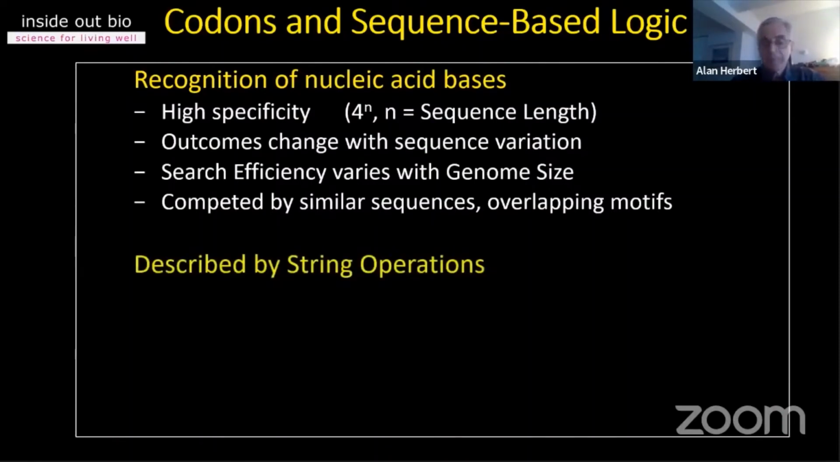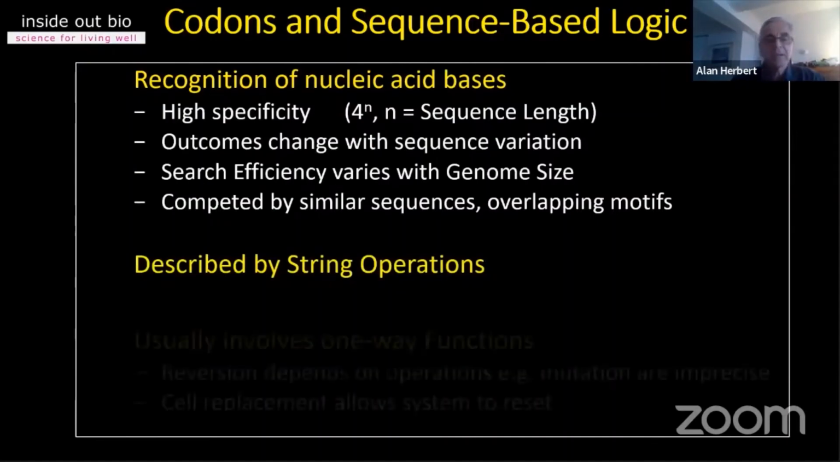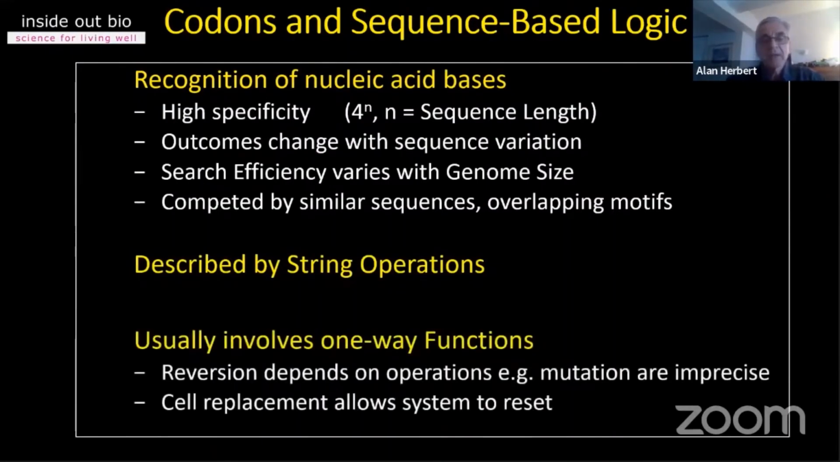In contrast, all these different operations that you can do with nucleotides are described by string operations. And in biology, most of these string operations are usually one-way functions because it's actually more efficient to do that. By a one-way function, I mean that you can't go backwards. To revert back to the original sequence is really challenging in a biological context. Most of the mutations that occur are imprecise. So having a mutation that changes the sequence and trying to find the exact mutation to reverse the change is pretty difficult to do.